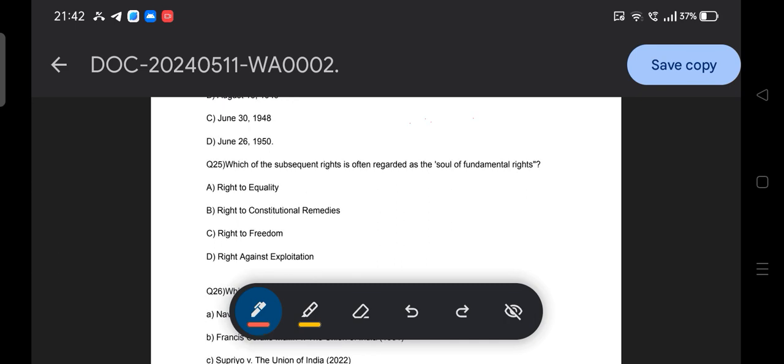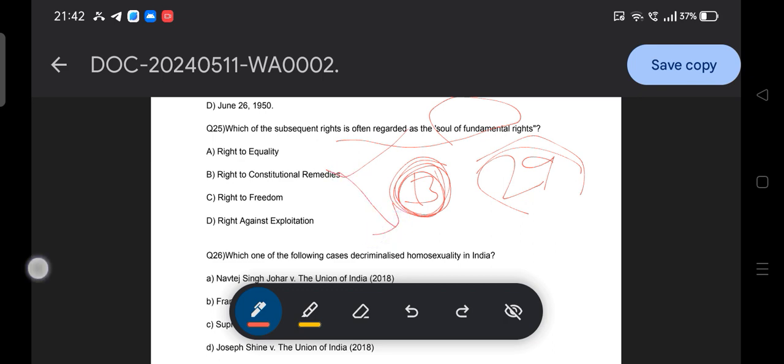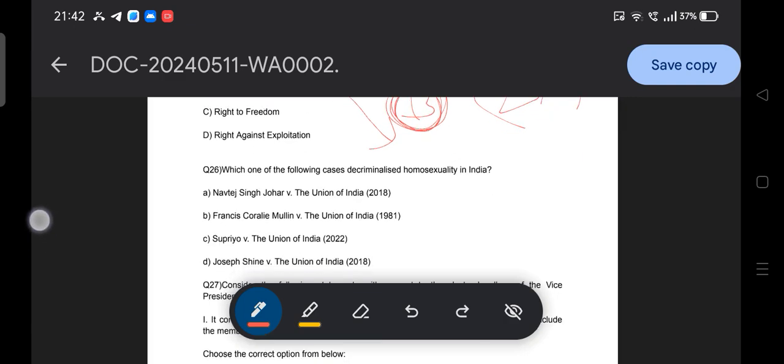Then moving to the next question, 29: the right that is considered the soul of the fundamental rights is the right to constitutional remedy. Option B is the answer. Question number 29, the soul of the fundamental rights, the right to constitutional remedy, option B, as argued by Dr. B.R. Ambedkar.